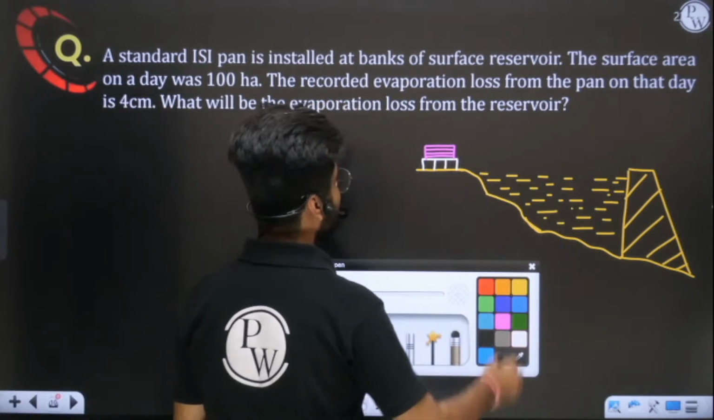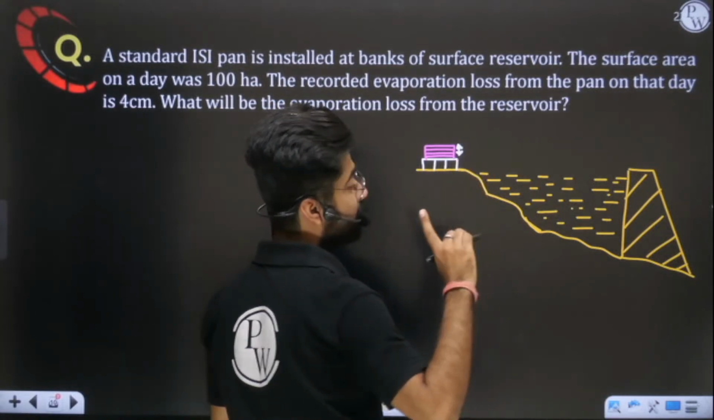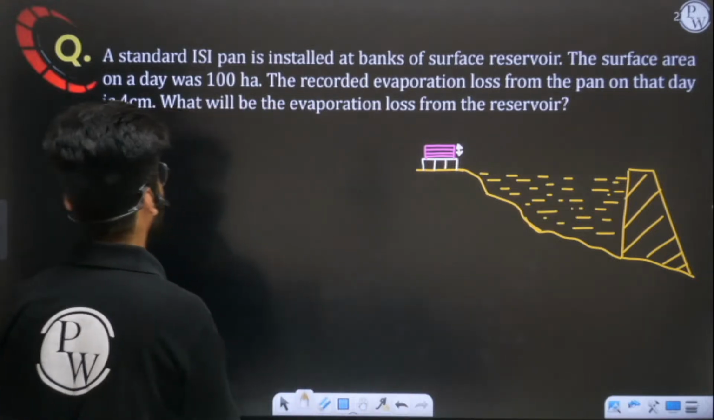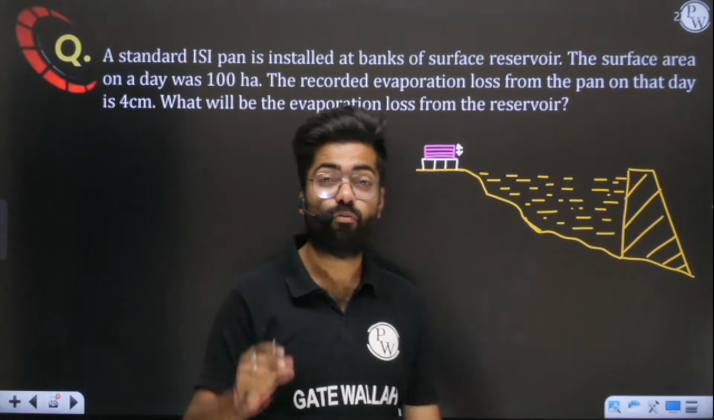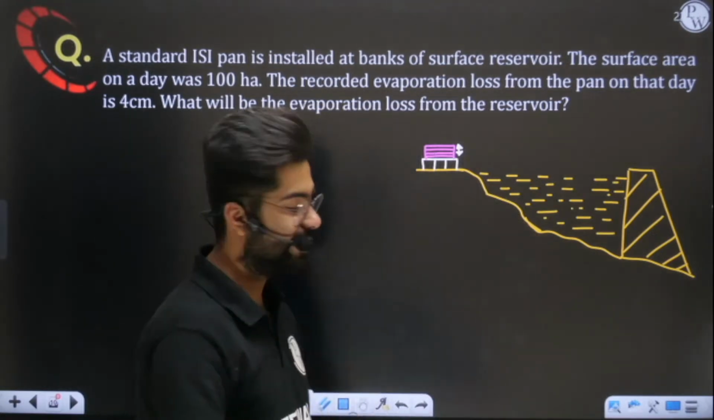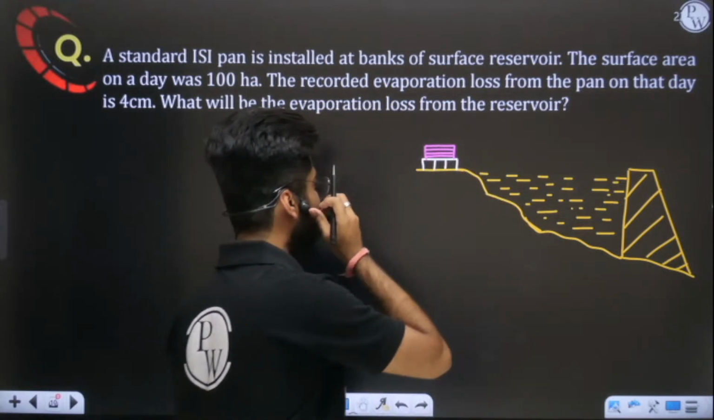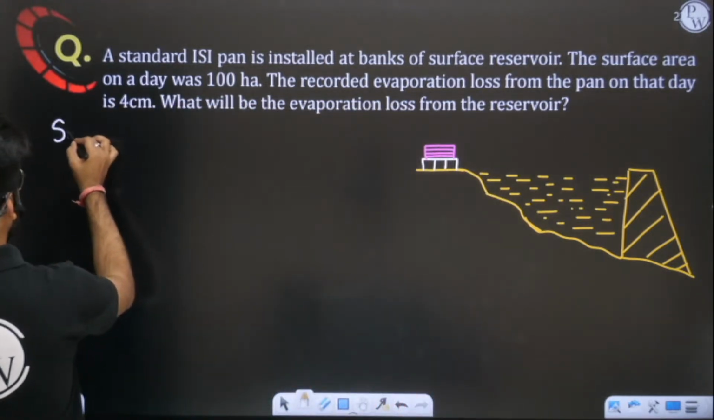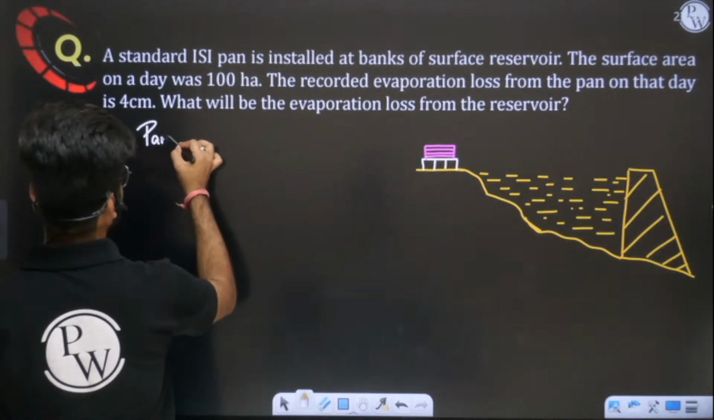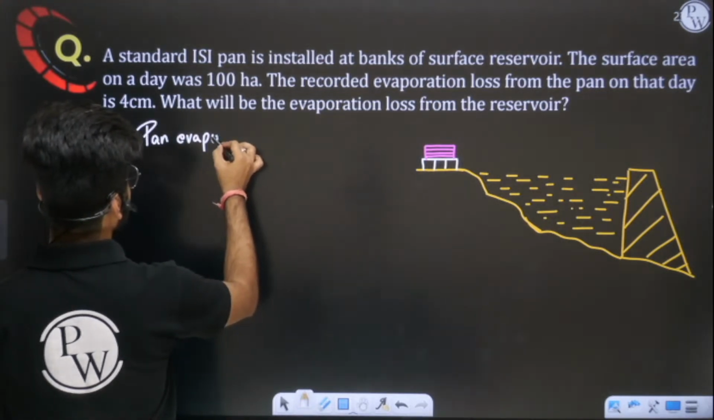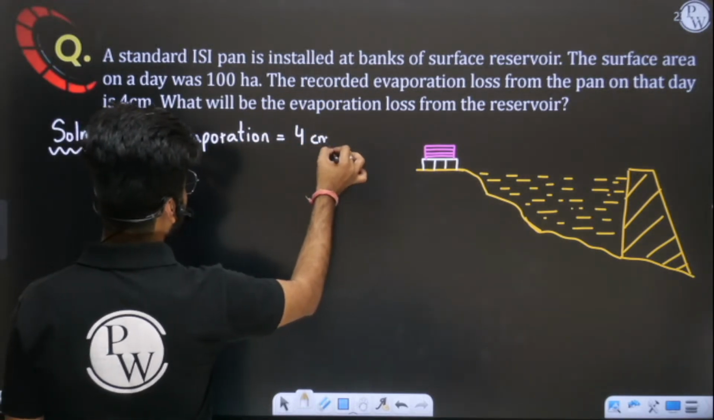Listen very carefully, the depth of water which has been depleted in a single day is how much? 4 centimeter. In pan, how much depth of water has depleted? 4 centimeter. I will write, some things are given to me in the question. Pan evaporation is given to me as 4 centimeter.